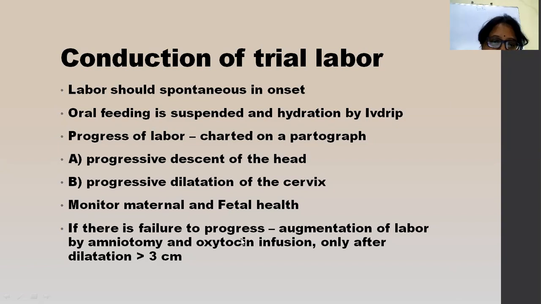If there is any failure in the progress, that is, if you feel that the uterine contractions are not adequate, then you can augment the labor by either doing an amniotomy or by starting an oxytocin drip. But these have to be done only when the cervical dilatation is 3 centimeters or more. You should never do an amniotomy or put her on oxytocin before 3 centimeters.